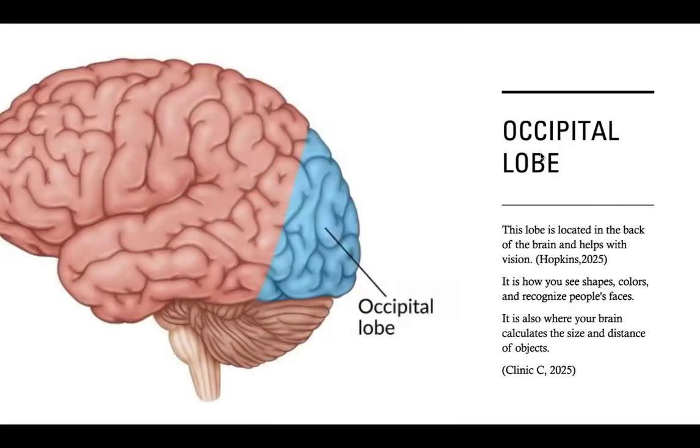This is the occipital lobe. This lobe is located in the back of the brain and it helps with your vision. It's how you see different shapes, colors, and remember people's faces. It's also how your brain calculates the size and the distance of objects.